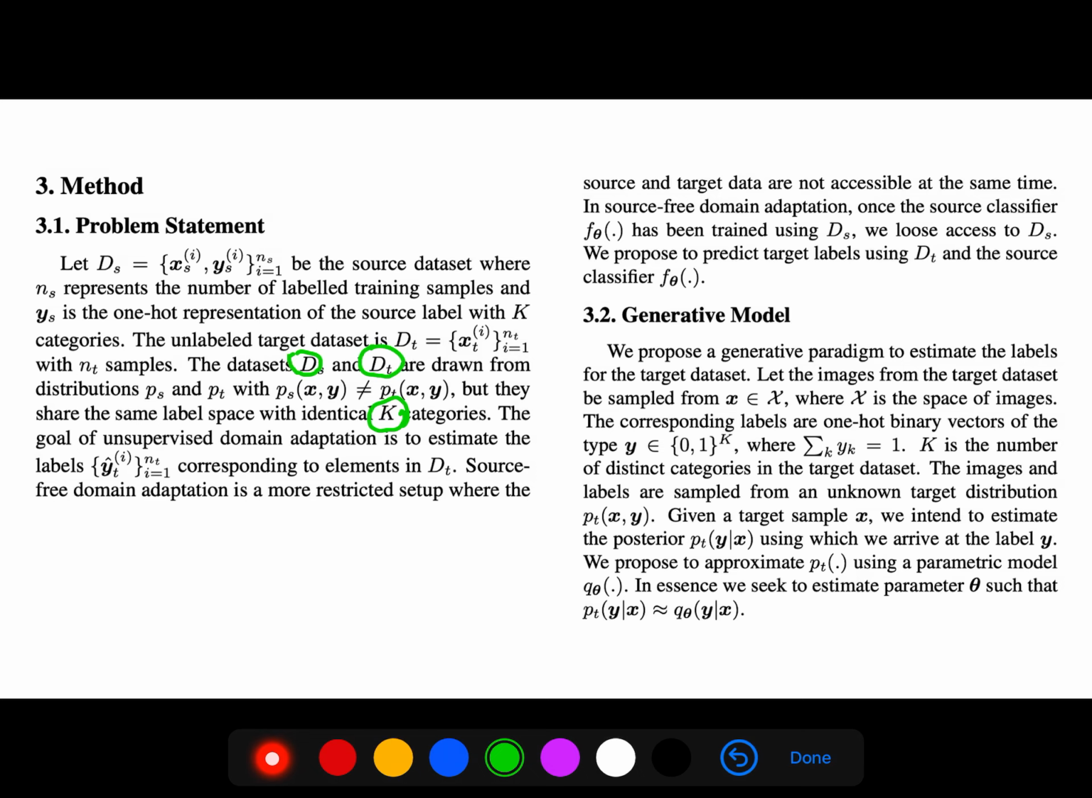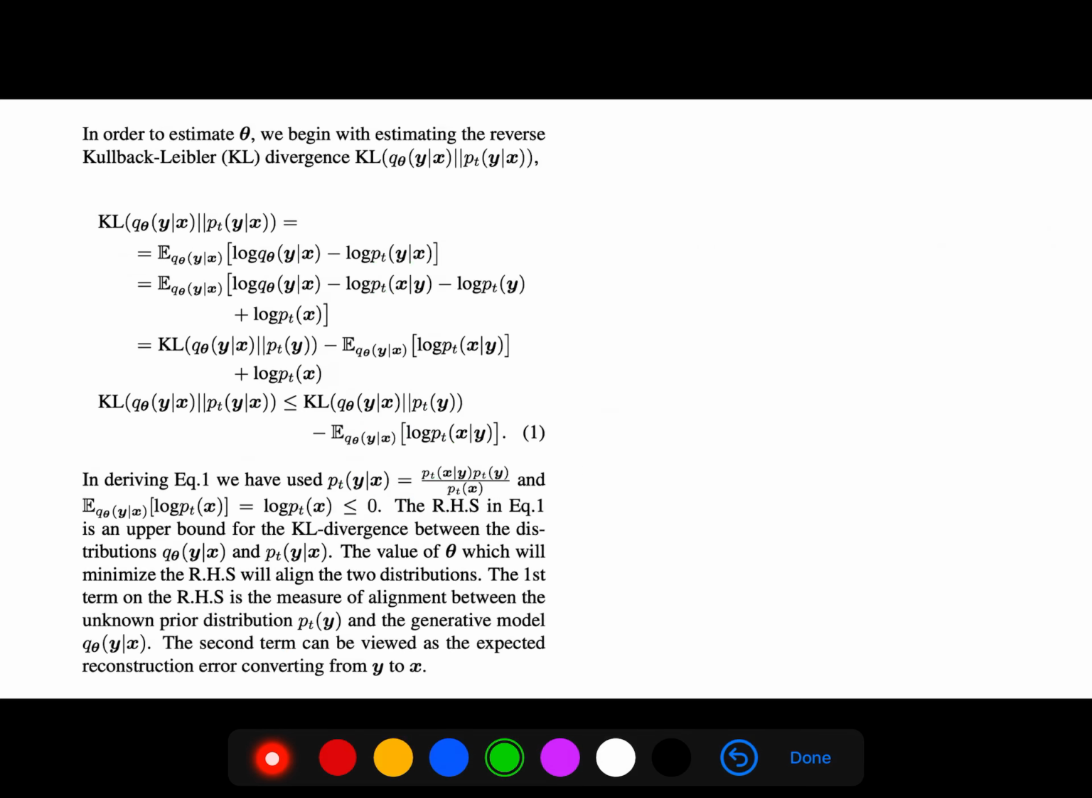Let the images from the target dataset be sampled from X. Then the corresponding labels are one-hot binary vectors of type Y, and K is the number of categories. The images and labels are sampled from an unknown target distribution. So we propose to approximate P of phi using a parametric model Q. We approximate it by this Q, which is parametrized by the theta parameter.